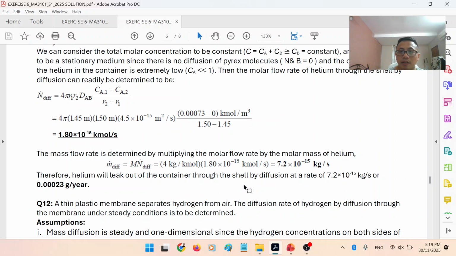So over a year, this comes to about 0.0023 gram per year. So the amount of helium leaked out from the container is very small per year, a very small amount. So Pyrex is a good container to hold helium. Very little can diffuse out from the container.